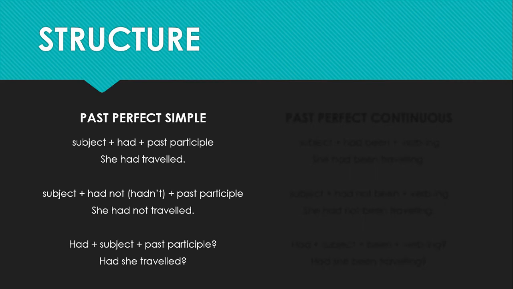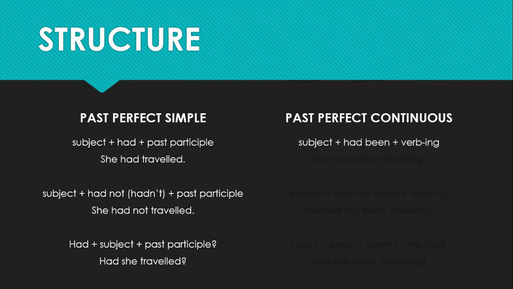Okay, now that we already know the structure of past perfect simple, let's move on to past perfect continuous. The structure is subject followed by had been and the verb ending with ing. Verb adalah kata kerja, jadi perlu ditambah ing di belakang. For example, she had been traveling.